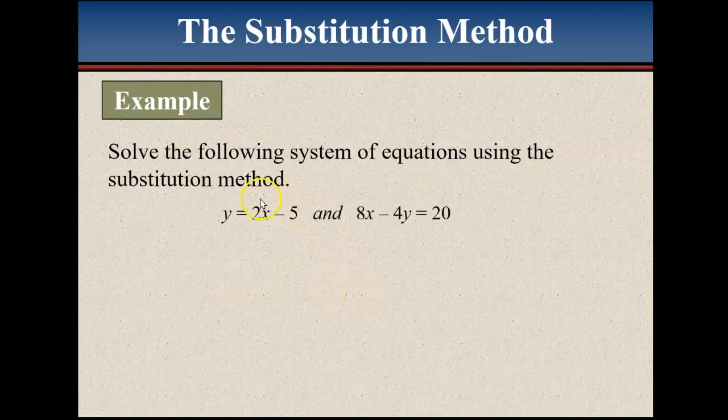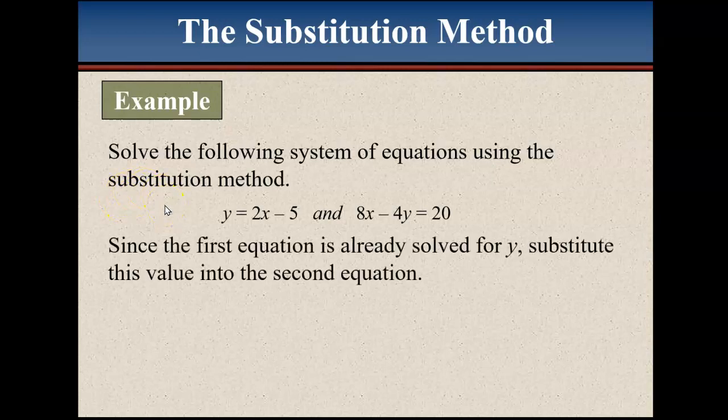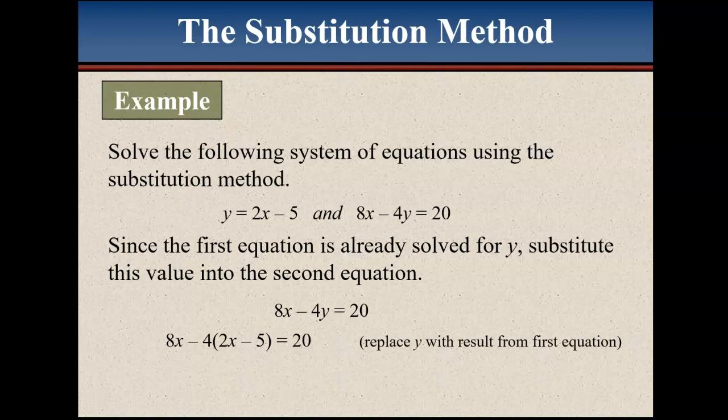Okay, so let's look at example 2. So we have our two equations. This one's already solved for y. That makes life easy. So we're just going to take that and plug that into y. We don't have to do any work at that first step since it's already solved. So we're going to take the y in the 8x minus 4y and substitute in 2x minus 5 for y. So we do that, distribute and solve for the x.